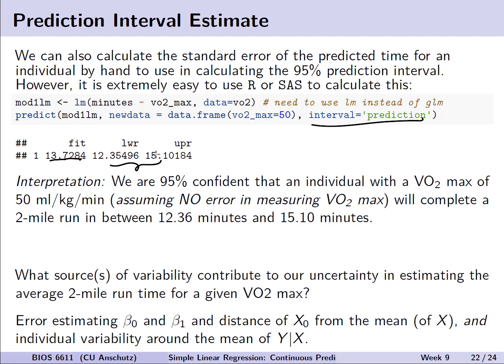We can also note just briefly that the sources of variability contributing to our uncertainty in this interval are similar to before, with the error in estimating beta naught and beta 1 and the distance from our predicted value of interest, x naught, or that predictor of interest, to the mean of x, but also the individual variability around the mean of y given x. Now we're trying to take into account that individuals will vary around each prediction.